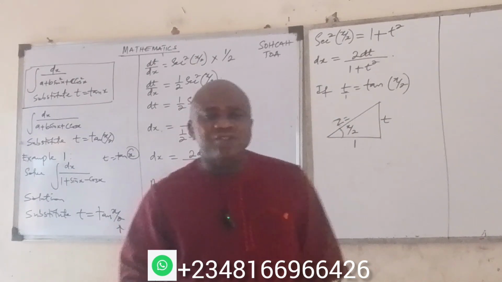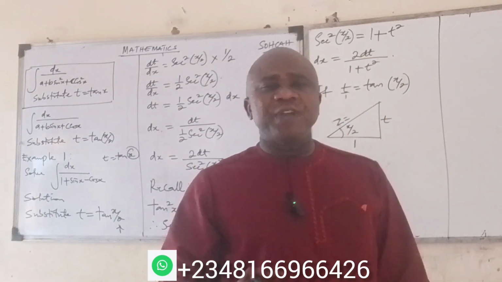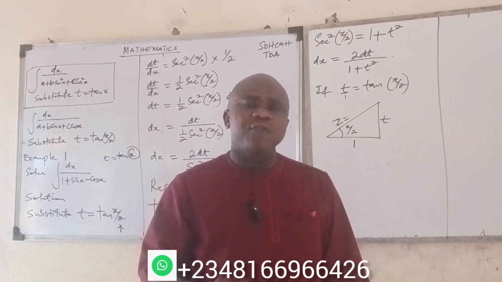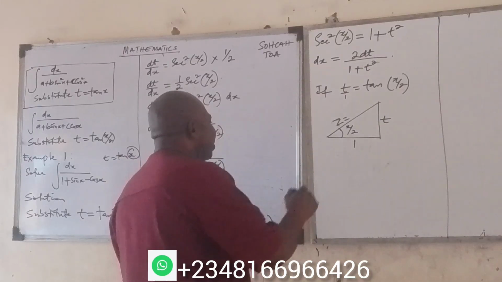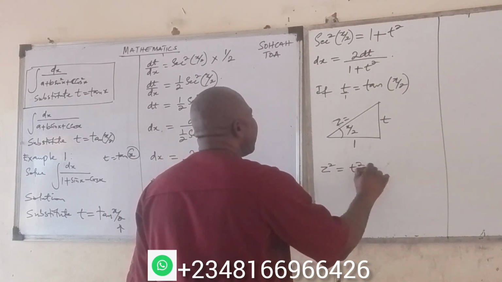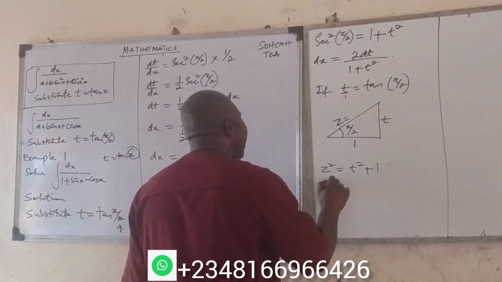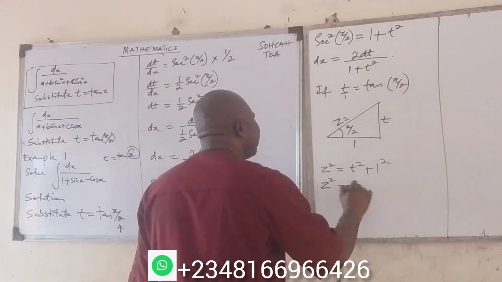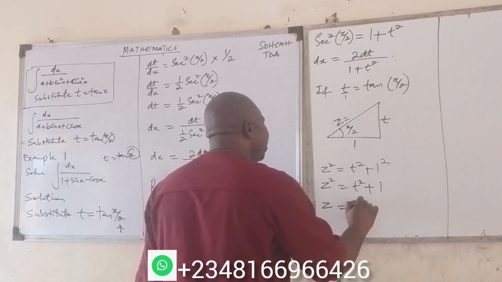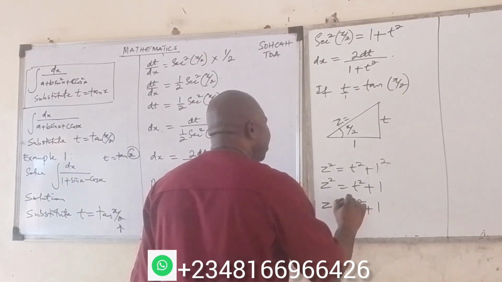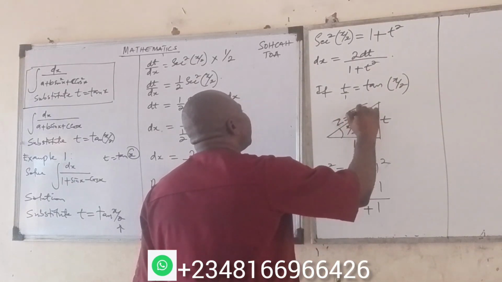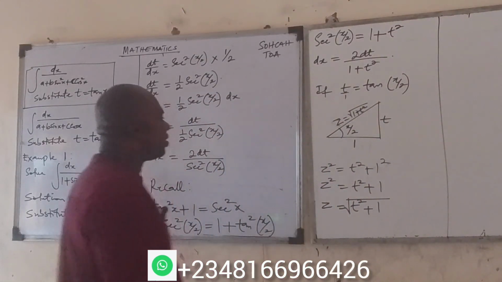Now from the Pythagoras theorem, we all know that the square of the hypotenuse is equal to the square of the opposite plus the square of the adjacent. So z square is equal to t square plus 1, because 1 square is 1. So z will be equal to the square root of t square plus 1, which is the square root of 1 plus t square, the same thing.